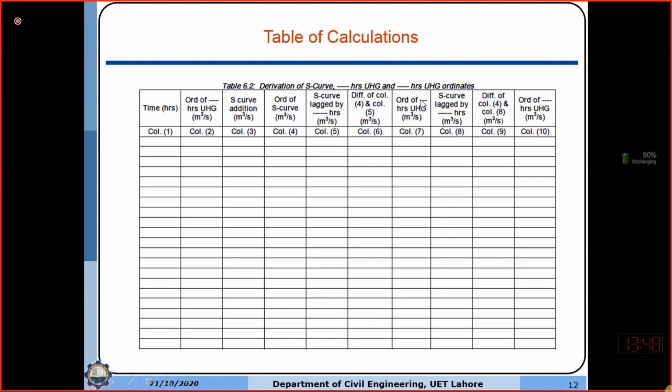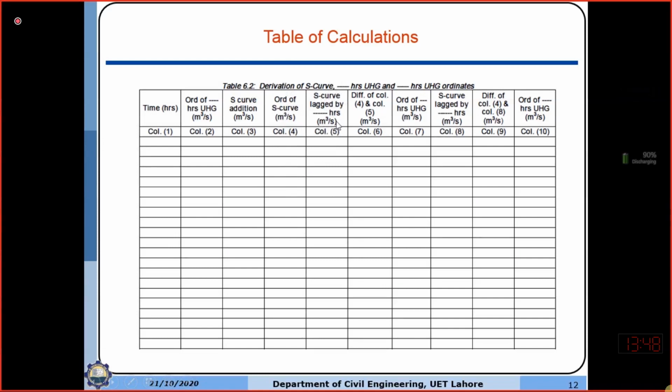So once you get the S curve, column number 4, firstly you want to find the ordinate of the 2-hour unit hydrograph. So what you will do, you will find the S curve lagged by 2 hours. So you have this S curve, now this is the 4-hour S curve, this is the 4-hour S hydrograph. Now you find the 2-hour S curve hydrograph. What is that? That is the S curve lagged by 2 hours.